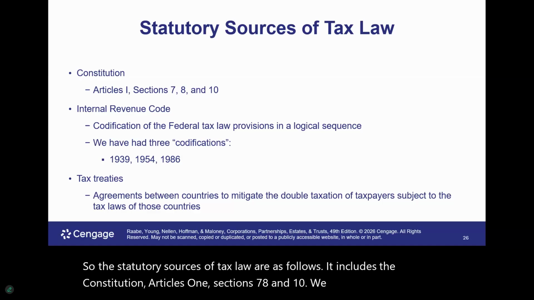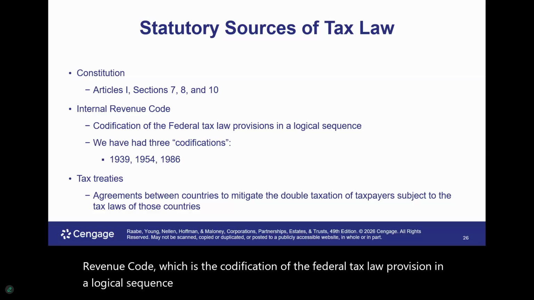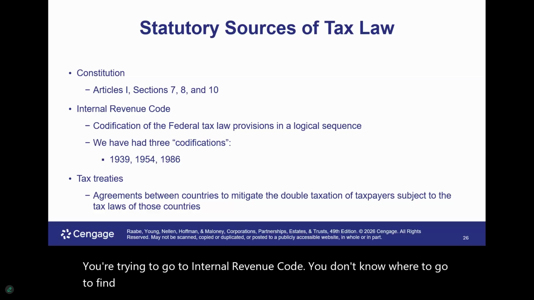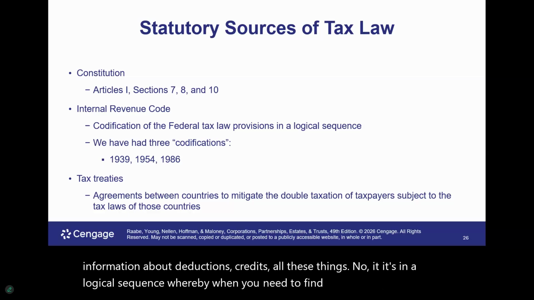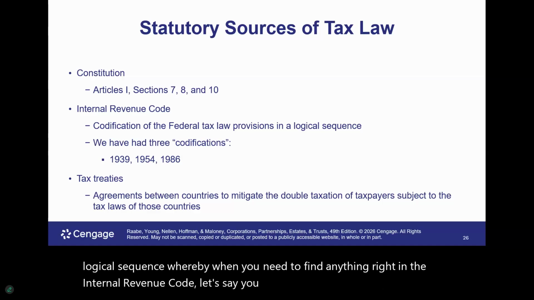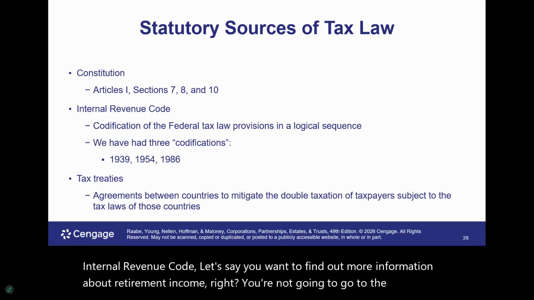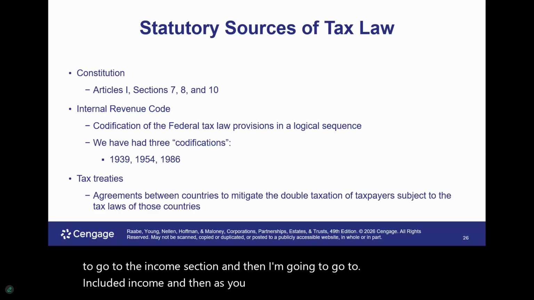We have the Internal Revenue Code, which is the codification of the federal tax law provisions in a logical sequence, right? Because imagine you're trying to go to the Internal Revenue Code. You don't know where to go to find information about income, deductions, credits, all of these things. No, it's in a logical sequence. Let's say you want to find out more information about retirement income. You're not going to go to the deduction section. You're not going to go to the credit section. I'm going to go to the income section, and then to included income. And then as you drill down further, you'll eventually get to retirement income.